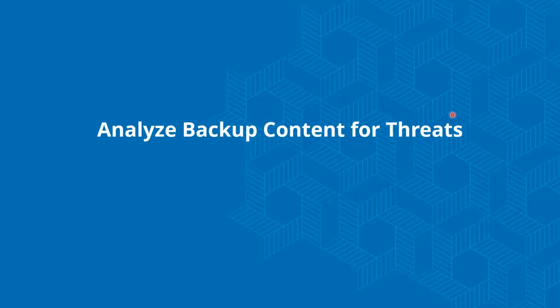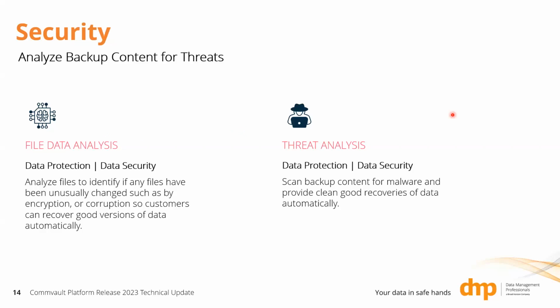This is a new topic, analyze backup content for threats. Like I said, there are two things there. File data analysis can be used to analyze files to identify if any files have been unusually changed. It could be encryption, corruption, anything that could be done to files, like anomalies. And there's the threat analysis, which can be used for backup content scanning for malware using an antivirus engine.